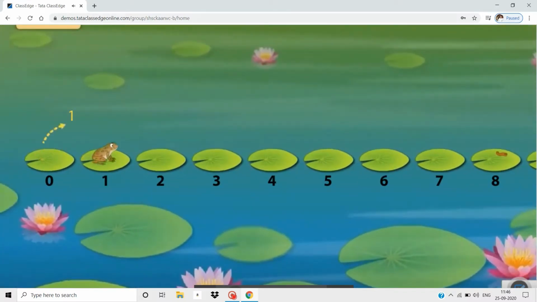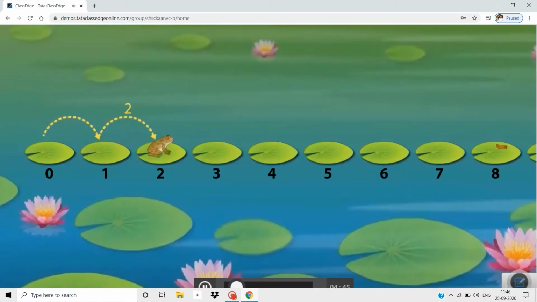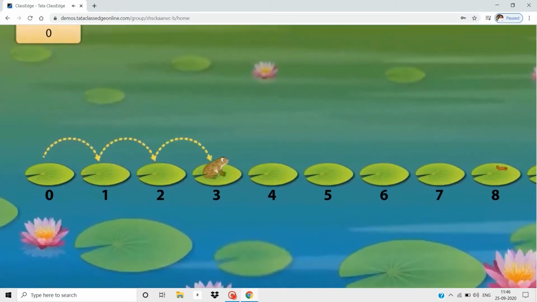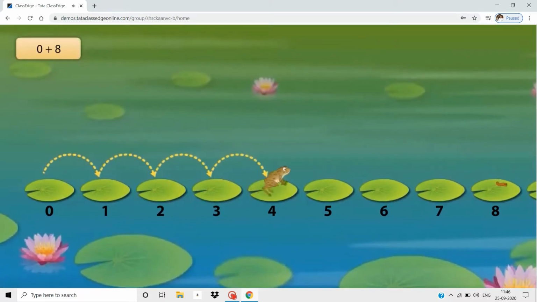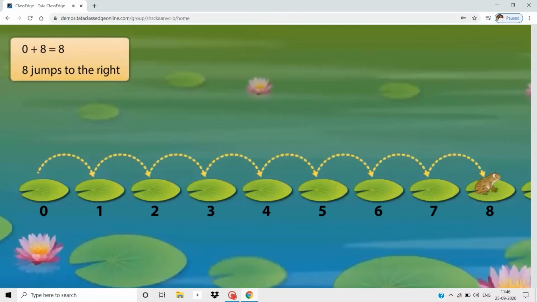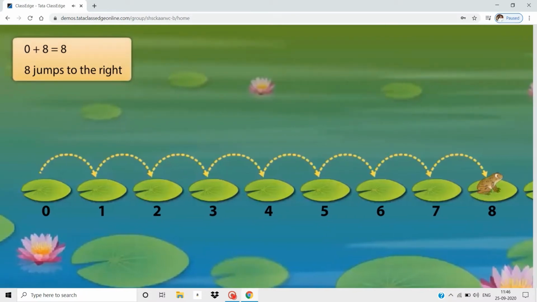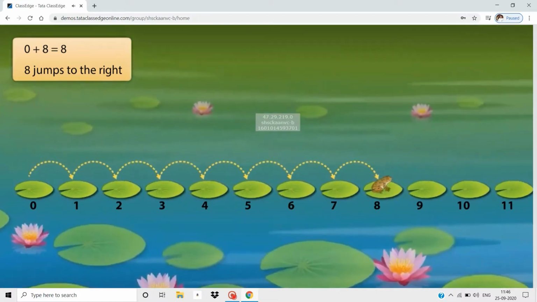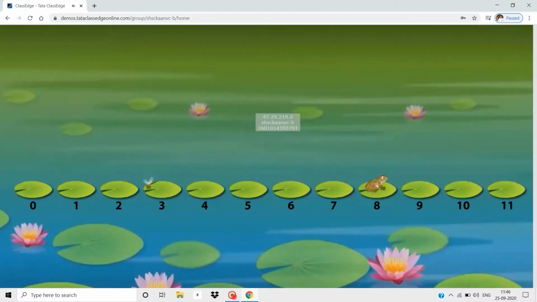Max is on lily pad 0 and needs to move to the right to get to lily pad 8. Max adds the number 8 to 0. Let's check if he can get there. He did! Did you see how smartly Max took 8 jumps to the right to reach lily pad 8? Look how happy he is to taste the juicy little worm. That was a tasty bite.